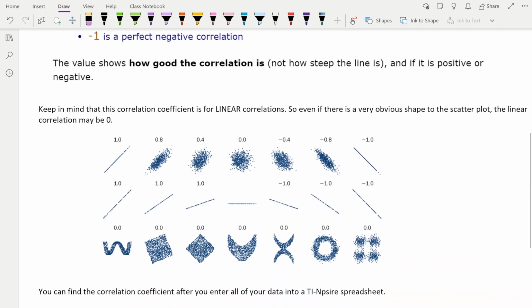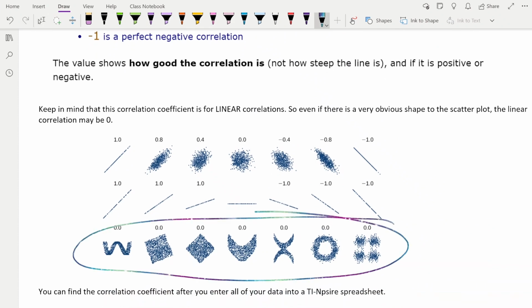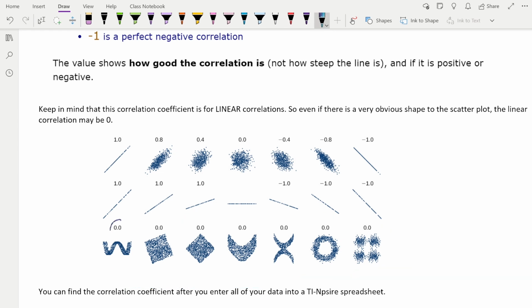But keep in mind, as I just said, these are for linear correlations. Take a look at this last row down here. Those scatter plots look super cool. They're clearly making patterns. There's some type of relationship happening. Something is happening. But the R value in all of these cases would be 0, because although there does seem to be some sort of relationship, something is happening between these 2 variables, it is not linear.